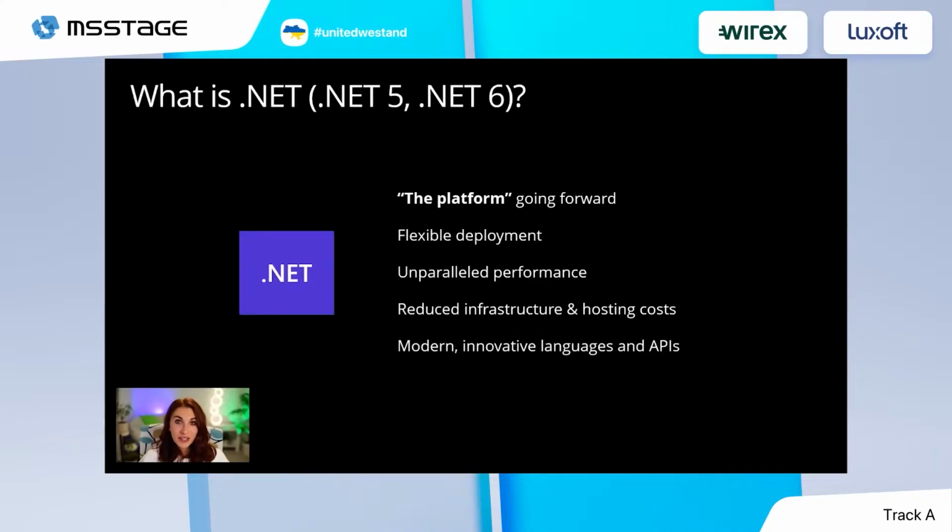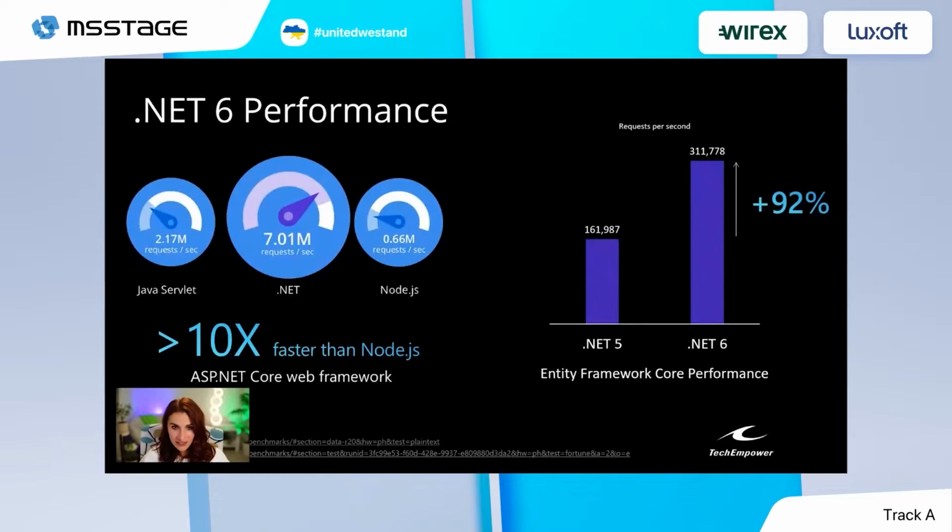It has very good performance. I actually have a slide for performance. Here you can see the TechEmpower performance comparison with Java and Node.js. And you can see that the .NET 6 web framework, ASP.NET Core, is still over 10 times faster than Node.js. And we also worked a lot on Entity Framework Core. We heard the feedback that it's important for you, and we improved EF Core on .NET 6 to be 92% faster than .NET 5. So all those performance gains you're just getting by simply updating to the latest .NET framework.